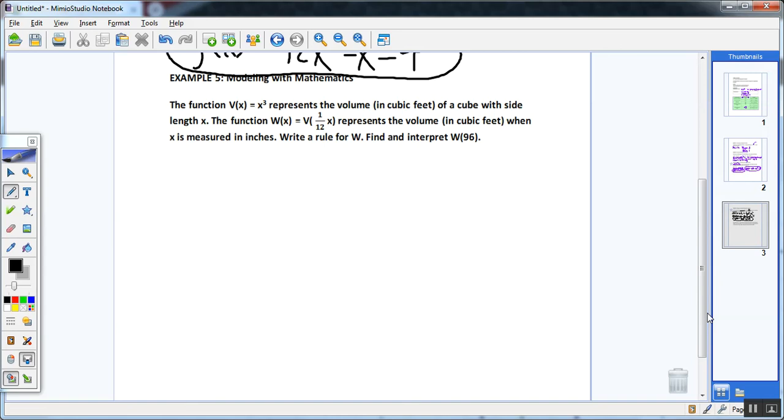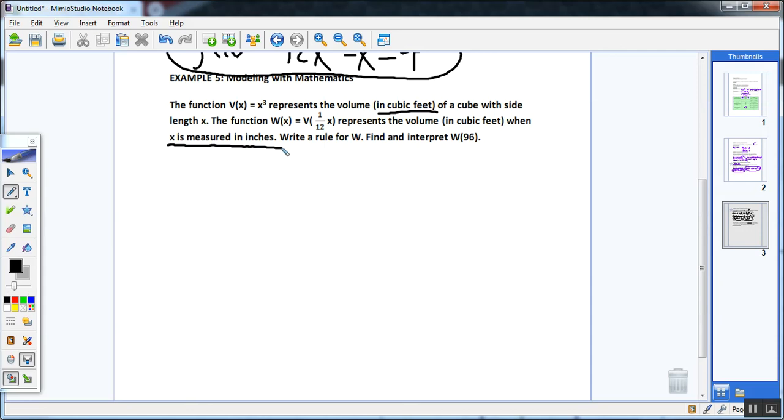Okay, if somebody would read this right away, they'd think, wow, that's pretty confusing. So we've got to come up with a function. First of all, it says v of x is equal to x cubed represents volume in cubic what here, kids? Feet. But they say the volume becomes 1/12 of x represented in cubic feet when x is measured in what, kids? Guys, how many inches are in a foot? 12. So we're basically saying 1 inch is 1/12 of a foot. That's what this is saying right here.